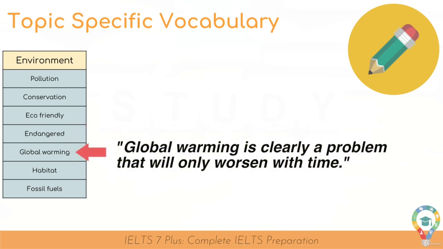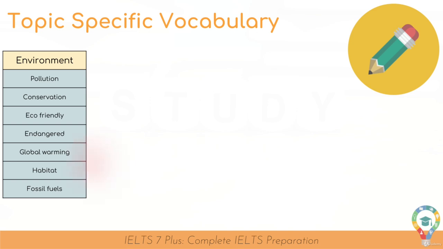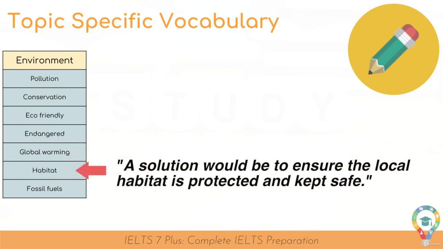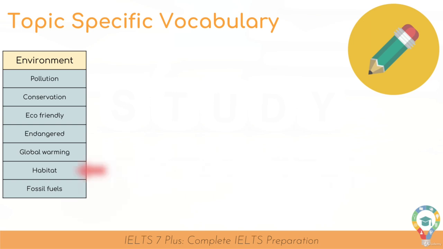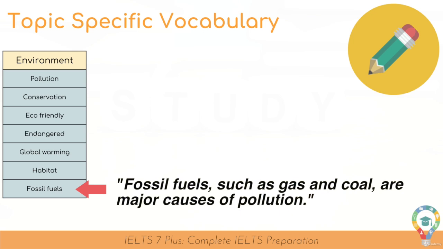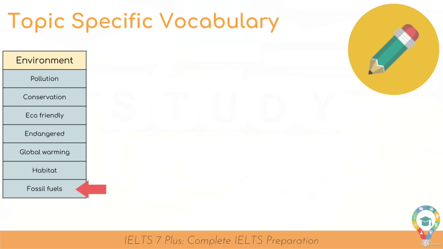Global warming is clearly a problem that will only worsen with time. A solution would be to ensure the local habitat is protected and kept safe. Fossil fuels, such as gas and coal, are major causes of pollution. And here is a short list of vocabulary all about the common topic of society. Here's the first example.